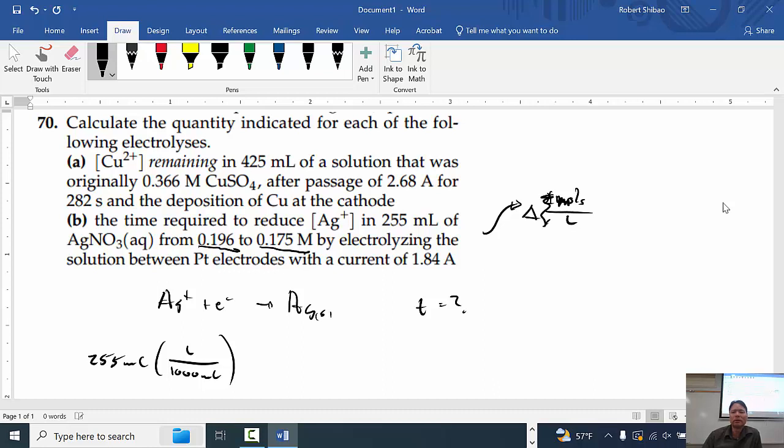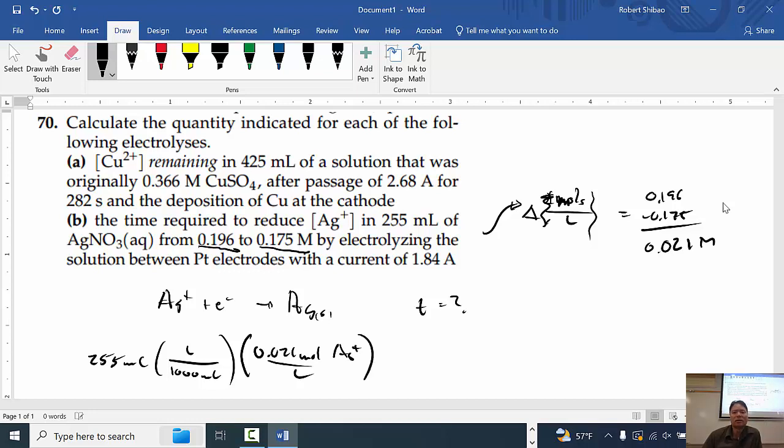Let's just do that. So here, going from 0.196 to 0.175, 0.196 minus 0.175 is 0.021 molar. So that's how many moles per liter we lost. So I'm just going to use that over here, 0.021 moles of silver ion per liter lost. This is silver ion lost.